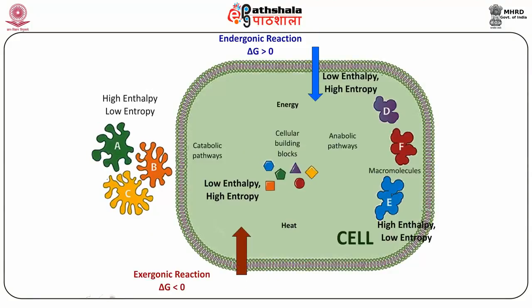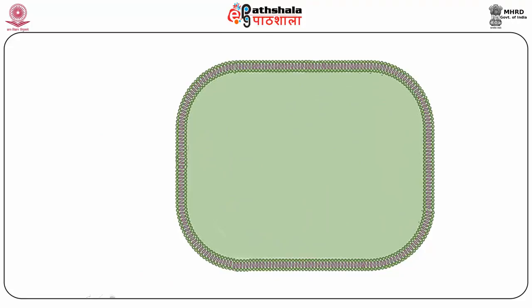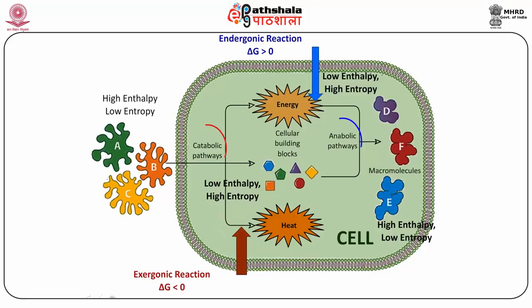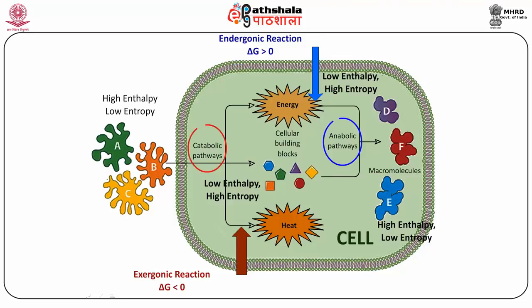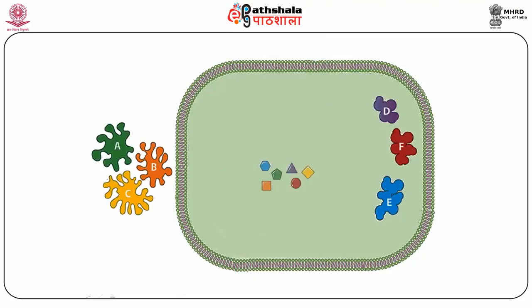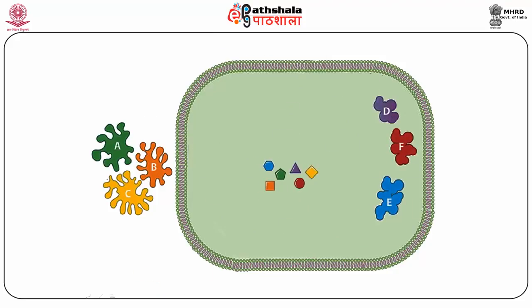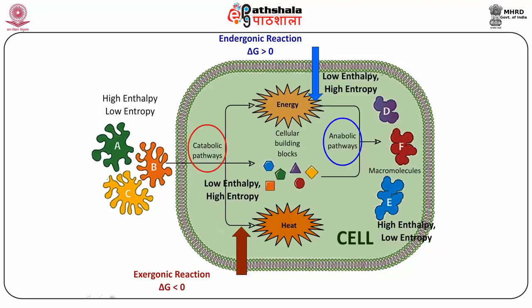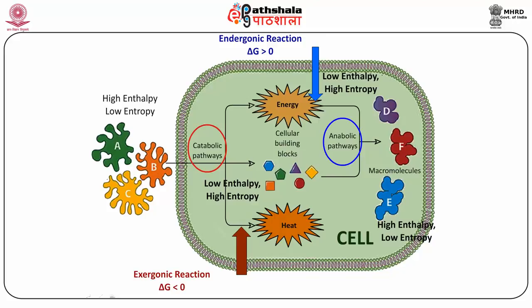In a cell, there are two types of reactions going on: the exergonic reactions, where the Gibbs free energy is always less than zero, and endergonic reactions, where the Gibbs free energy is always more than zero. There are two conditions also that entail low enthalpy, high entropy, and high enthalpy, low entropy.